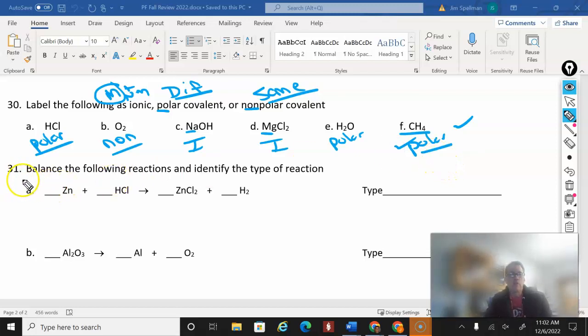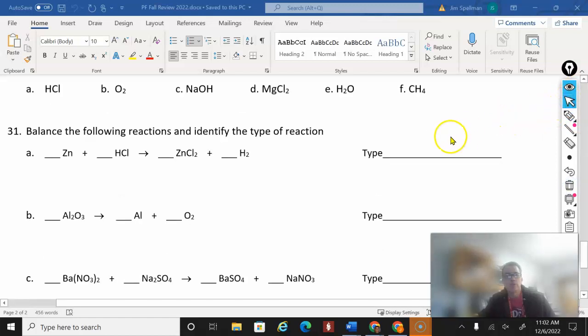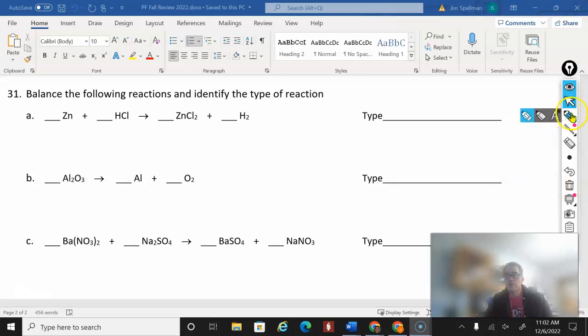All right, 31, wrapping this up, it says balance our equations and identify the type of reaction. So let's start with the type of reaction. We've got 5 different ones. The 5 reactions we have typically, if we look at what we are starting with in the reaction and what we end up with, we can usually figure out which one to classify it as.